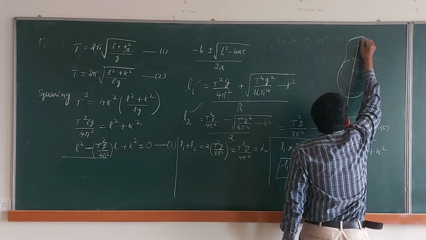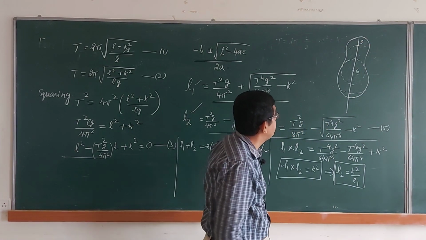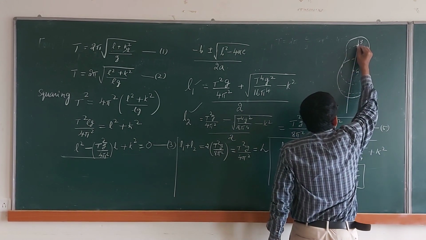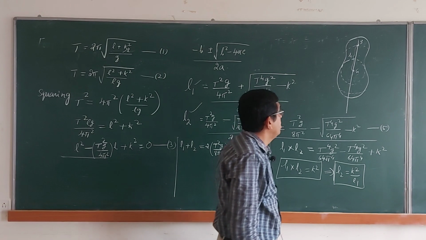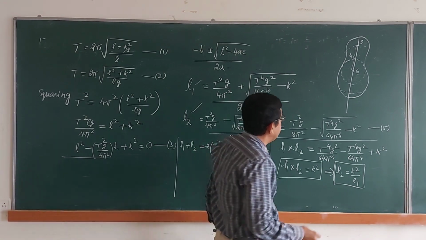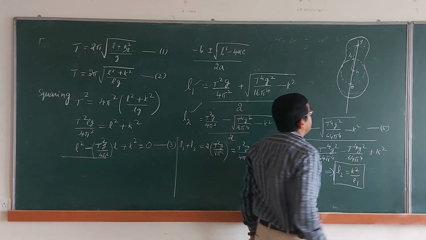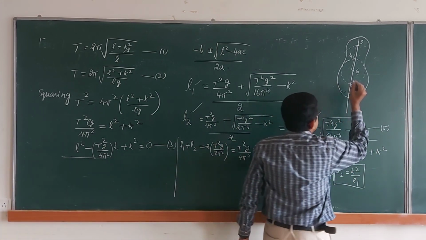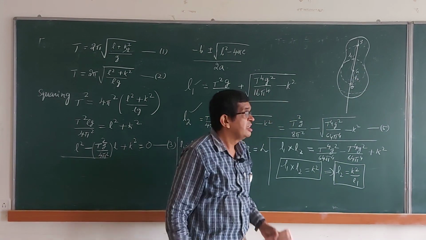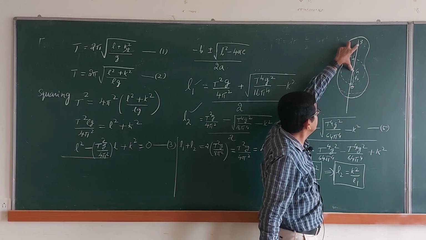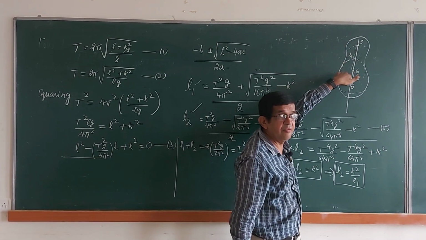Now, if we say this point is the center of suspension, what is this distance? This distance is L1. Then the other point, on the other side of the center of gravity, is the center of oscillation, which we write as O. And what is this distance? This is L2. This we have already discussed. Therefore, if this is L1 and this is L2, what is L1 plus L2? That is the capital L.